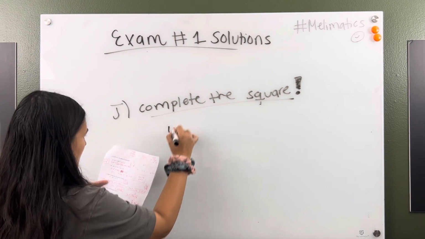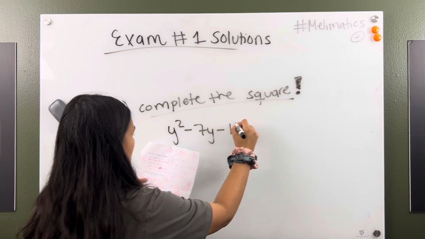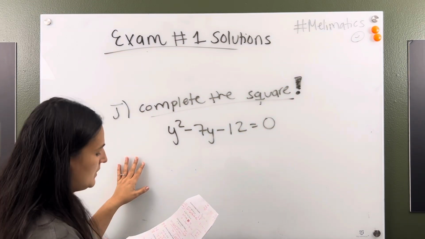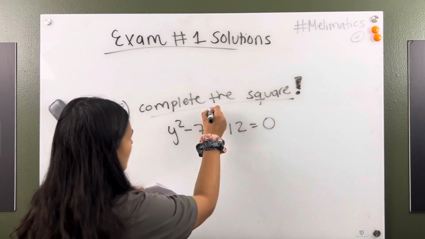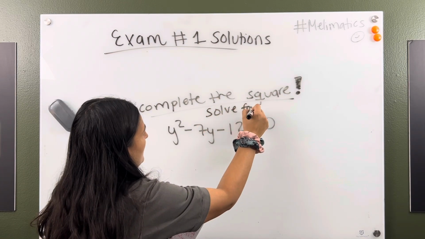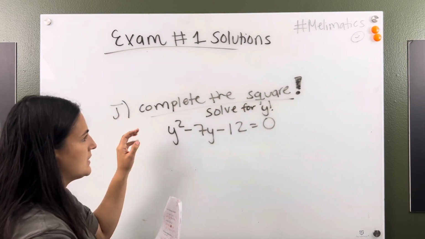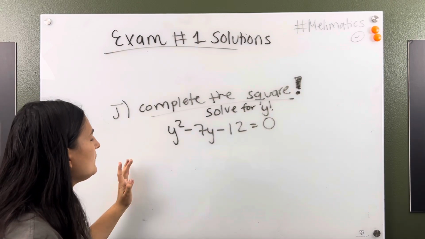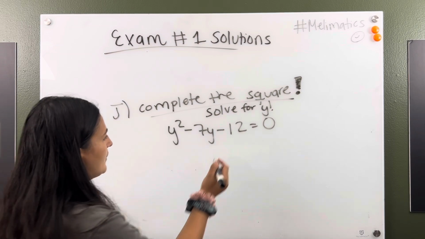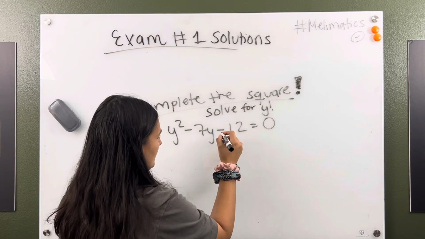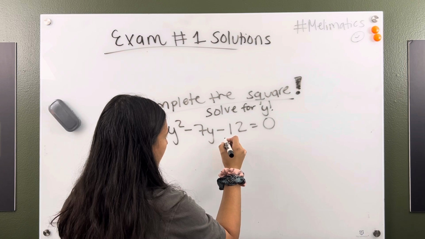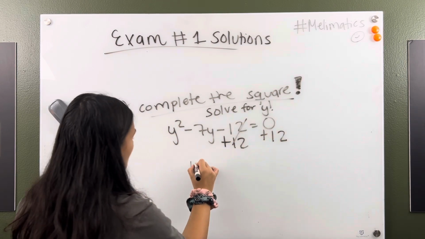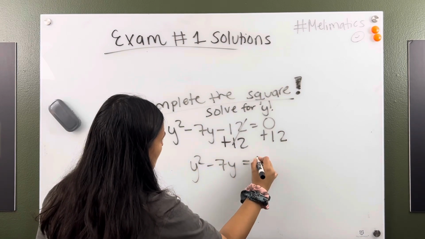First, take a look. This works with quadratic functions. So this is set equal to 0, and they told me to solve for y this time by using complete the square. This is important. This is the same method we use for circles when we're trying to find the center and the radius of a circle. So we always put the number on the right hand side. What's the opposite of subtracting 12? Adding 12. So this is y squared minus 7y equals 12.